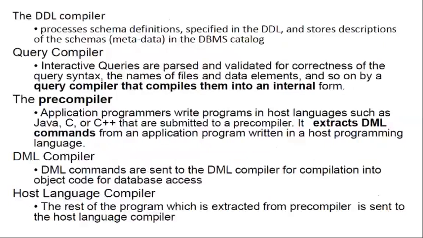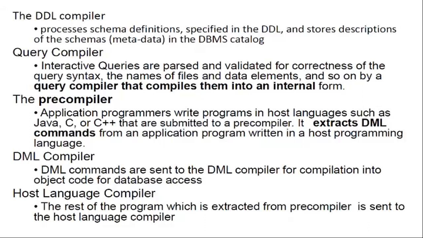And then we said what a DDL compiler is. The DDL compiler processes the schema definitions specified in the DDL, that is, data definition language, and stores descriptions of the schema in the database management system catalog. It gets the schema details from the DDL command and stores them in the system DBMS catalog. And at the same time, the DDL commands that are given will be compiled by the DDL compiler and generated as object code.